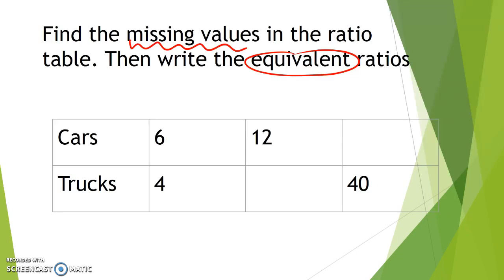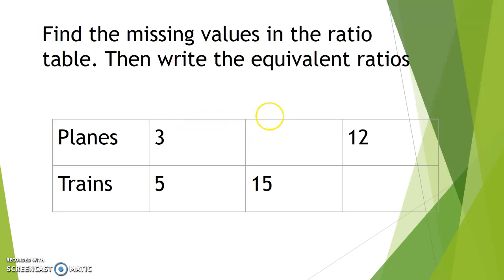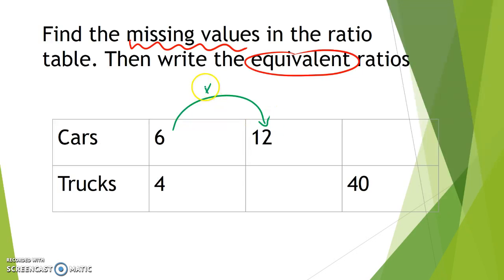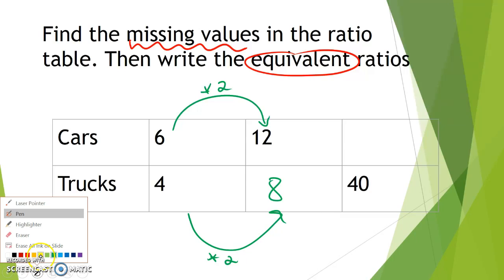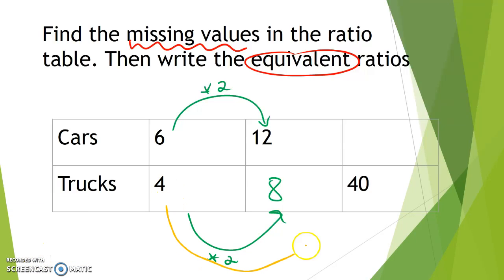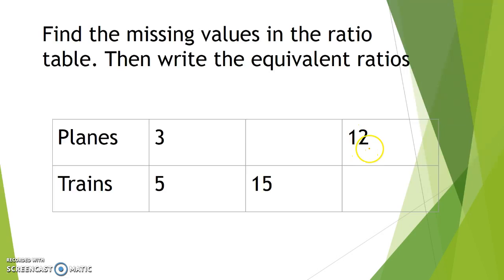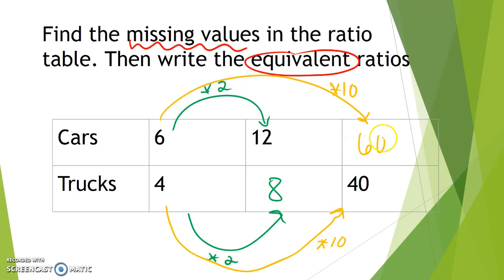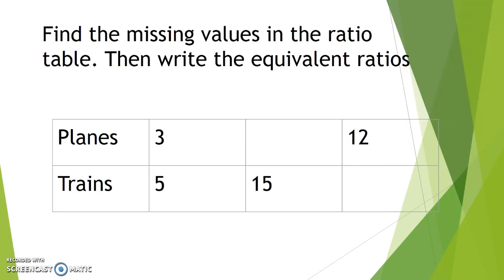So here we can multiply or divide to get from one column to the next. So I'm going to look from 6 to 12. To get from 6 to 12, we're going to multiply by 2. So we have to do the same thing to our bottom number. So 4 multiplied by 2 gives us 8. And then we can also go all the way back to the beginning with our numbers here. 4 to 40, we multiply by 10. Same thing at the top here, we're going to multiply by 10. So 6 multiplied by 10 gives us 60. And that would be our final answer.